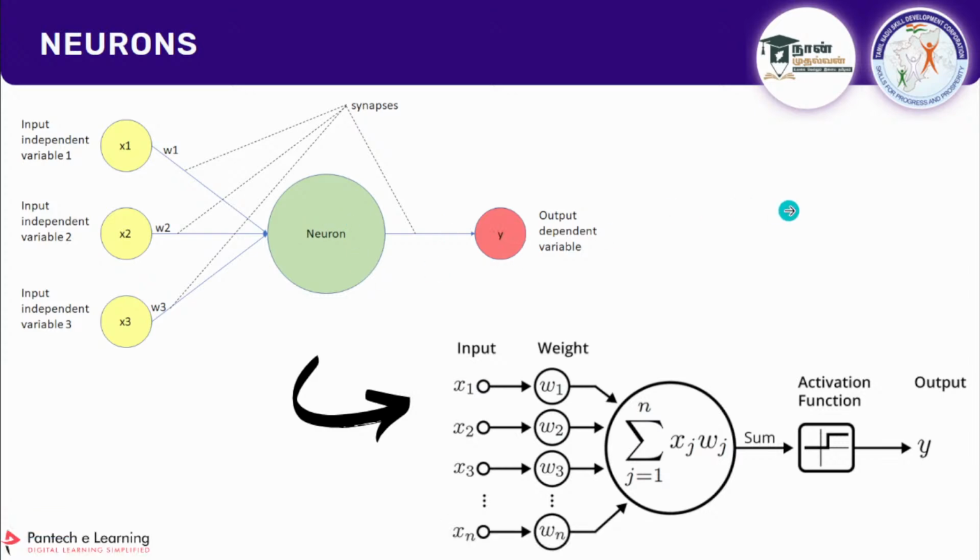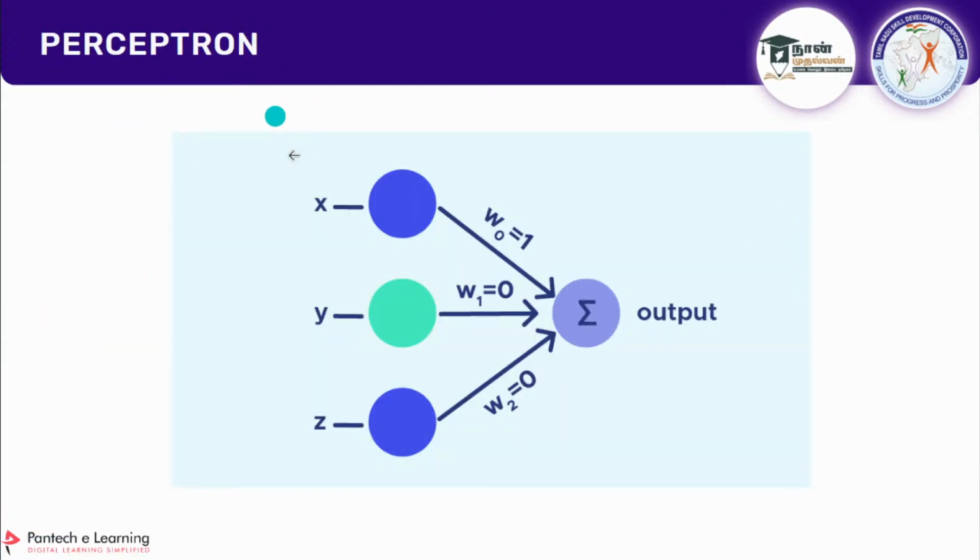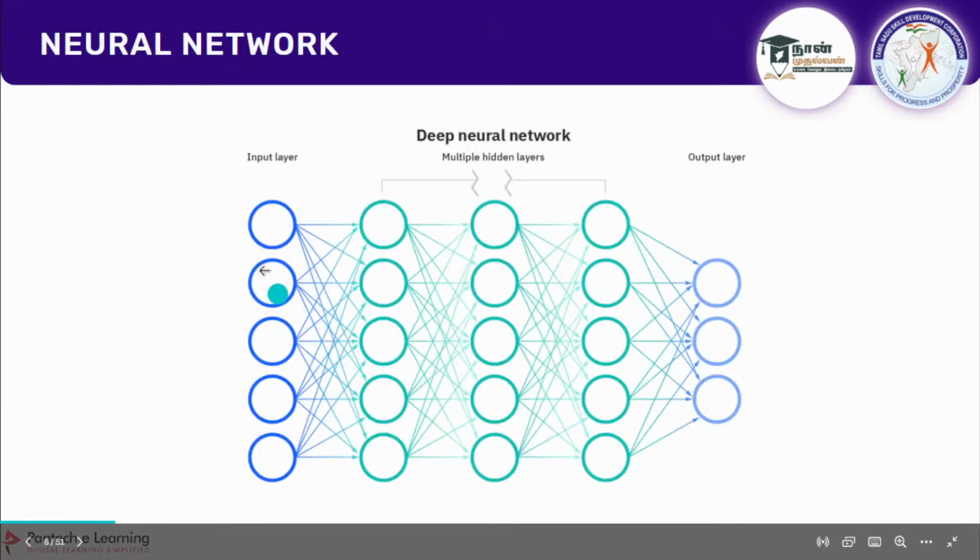If you connect these neurons in this way, this is called a perceptron. It is a single layer. It is getting the input and giving you the output. So this is what a neural network is.